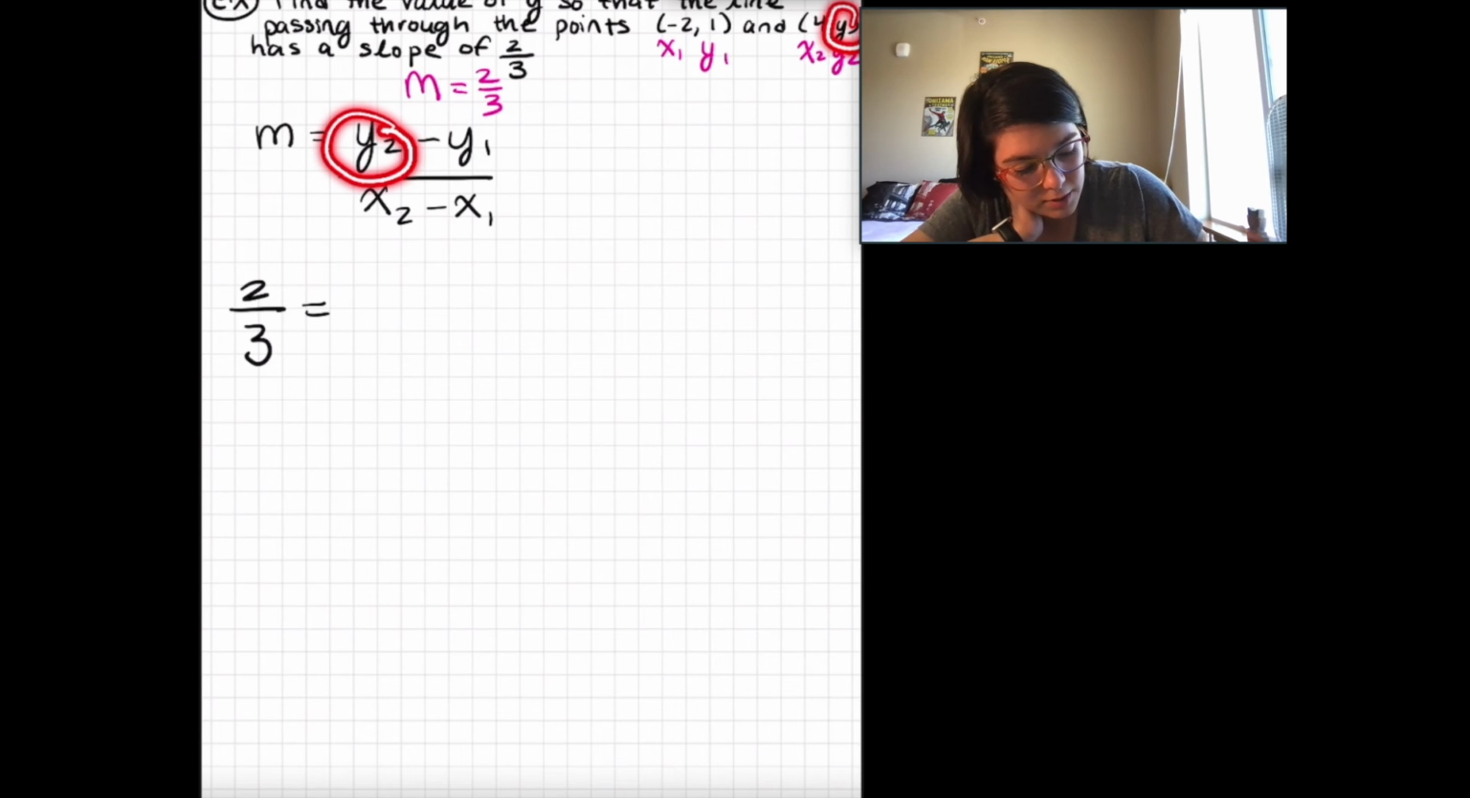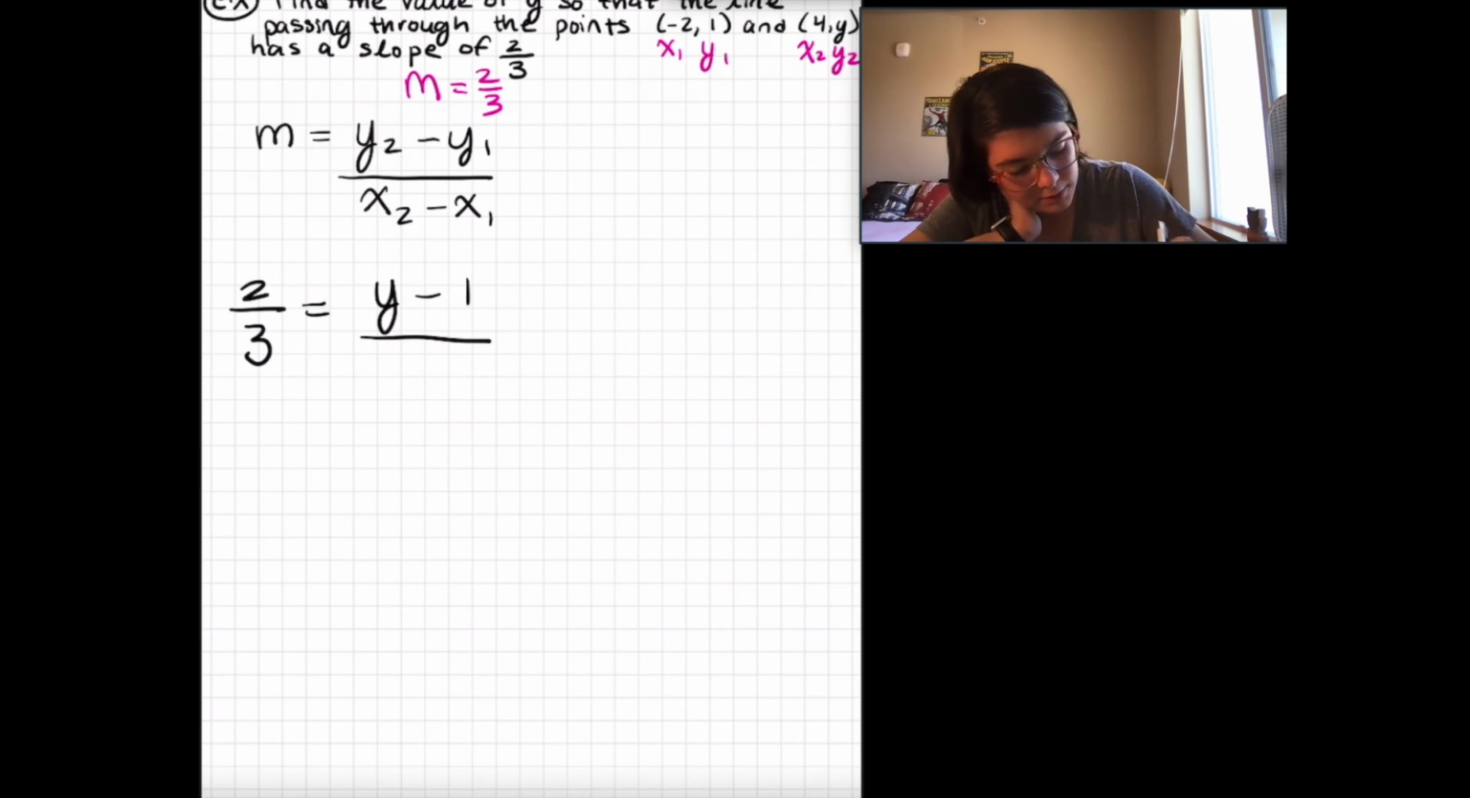y2, which we don't know, so we'll just leave as y, minus y1, which is just 1, over x2, which is 4, minus x1, which is negative 2.